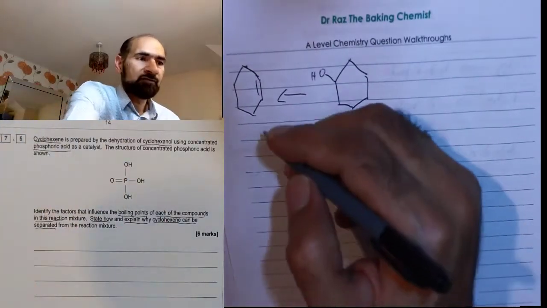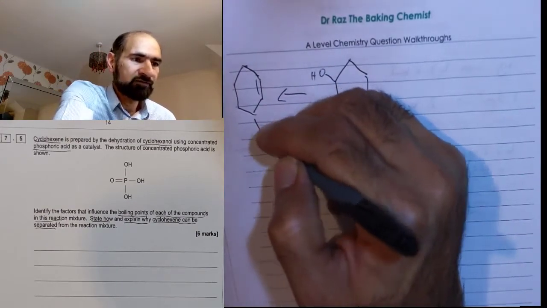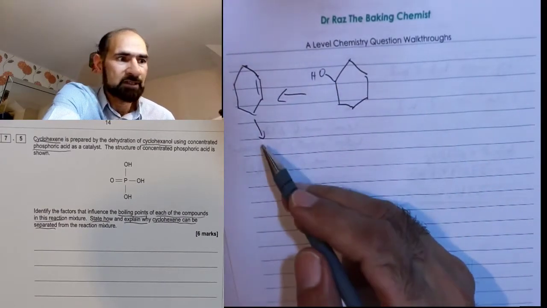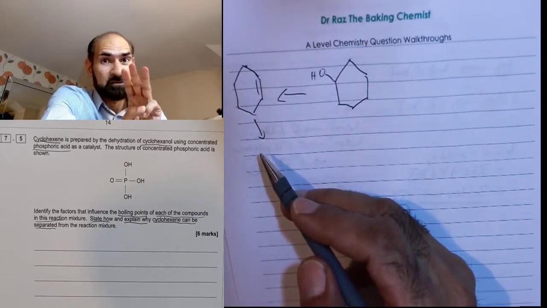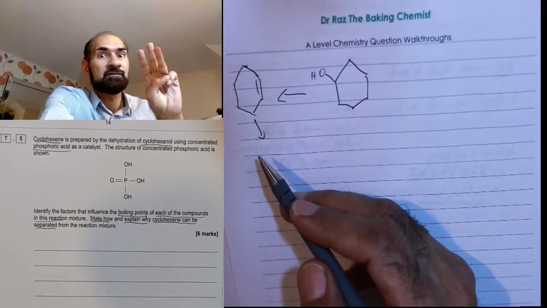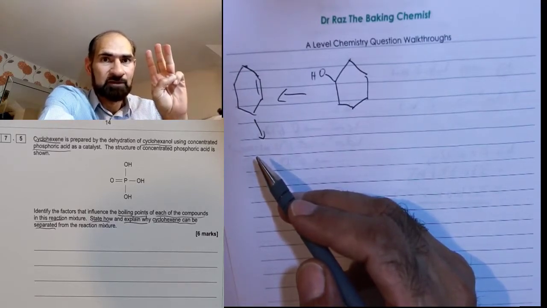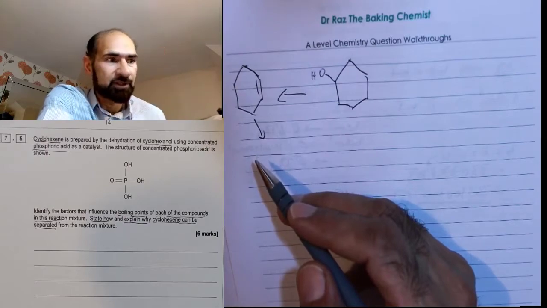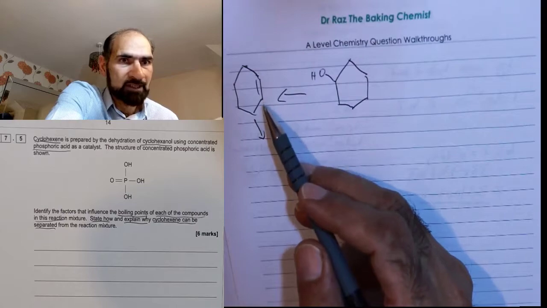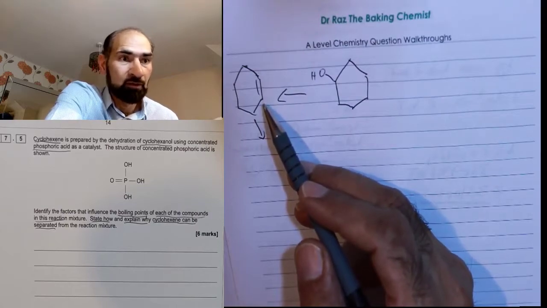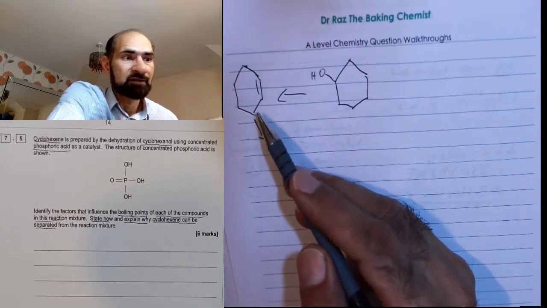So factors. What kind of IMFs, intermolecular forces, has cyclohexene got? There's only 3 types of intermolecular forces that you need to know about: van der Waals forces, dipole-dipole, and hydrogen bonding. Well, do these have dipole-dipole? Do these have hydrogen bonding? No. The only type of intermolecular forces they have is van der Waals forces.